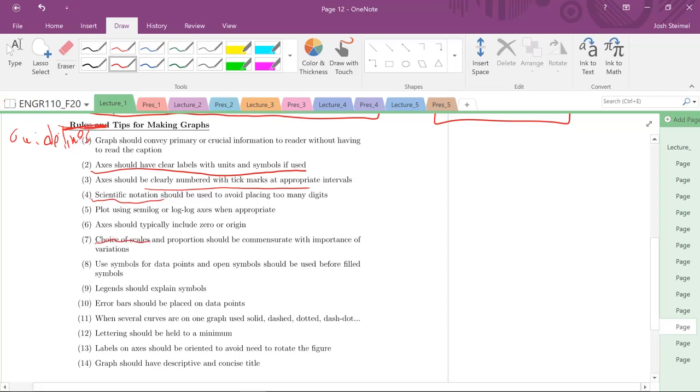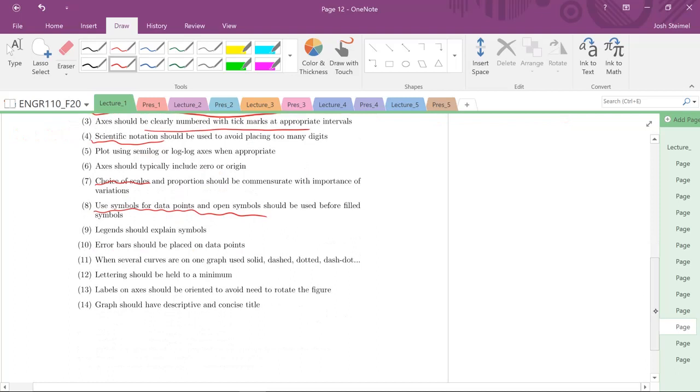Use appropriate scales. Symbols are key to distinguish between, in our lab, oftentimes we'll be comparing the theoretical result and the experimental. So use different symbols, square, circle, star, open, closed. It doesn't really matter. Legends: in Mathematica, legends are hard to create, so I would suggest creating those in PowerPoint. I'll show you again how to do that.